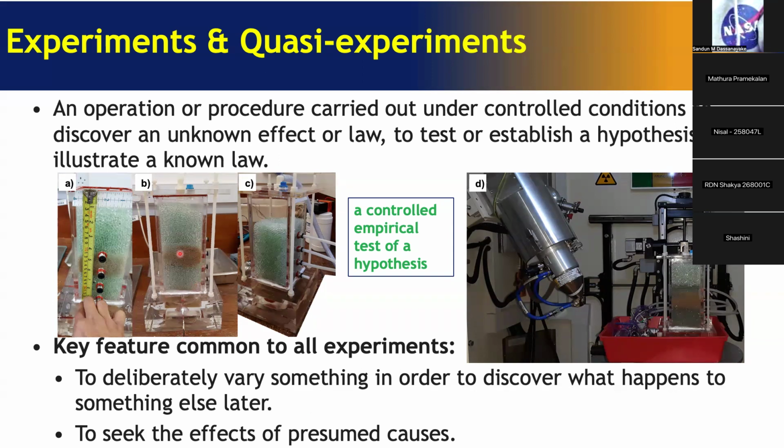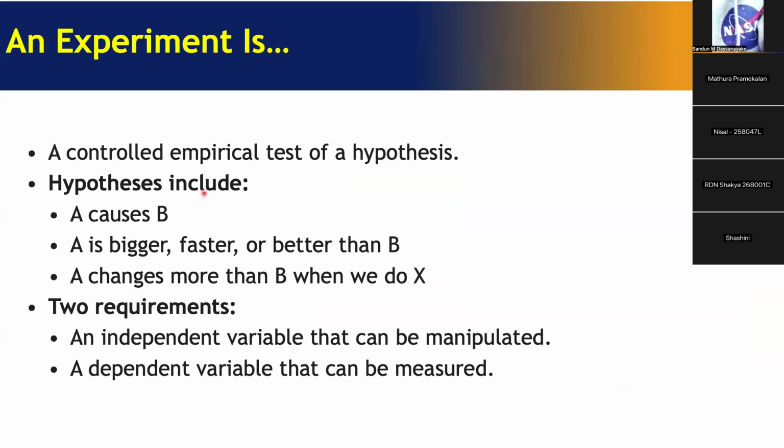So we knew the movement, how it goes. So we were trying to understand through experiments how this phenomena can be related to the variation of the pressure. So that's what we were looking for. So an experiment is a controlled empirical test of a hypothesis. So the hypothesis include A causes B. So for example, if I go back to that experiment, the pressure variation causes clogging and unclogging. So we have a pressure variation, it causes clogging and unclogging.